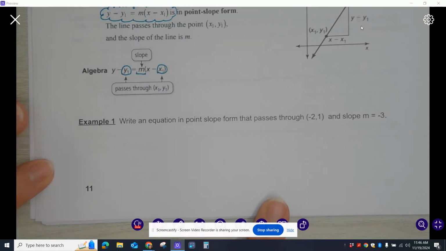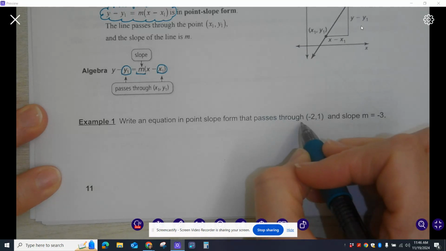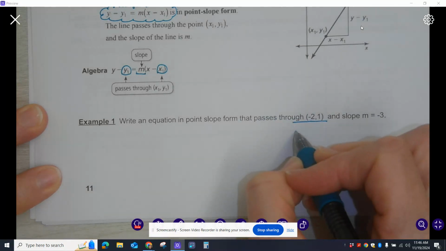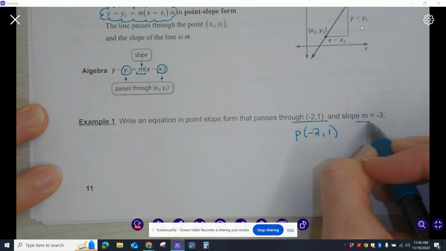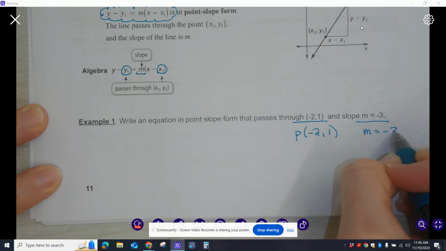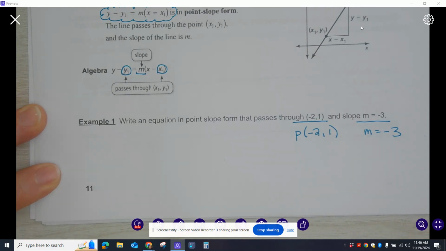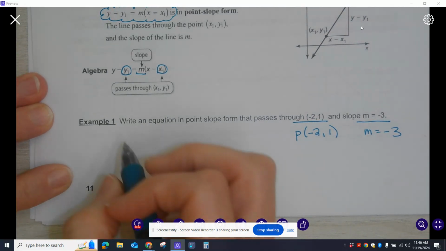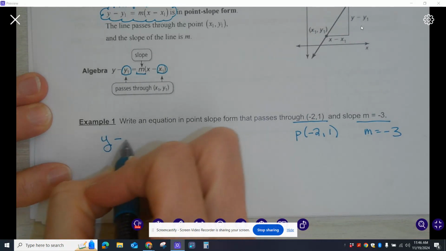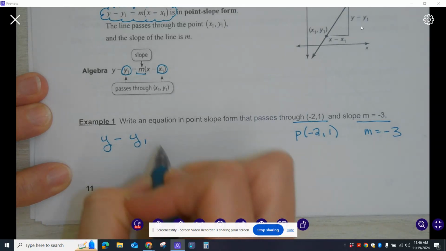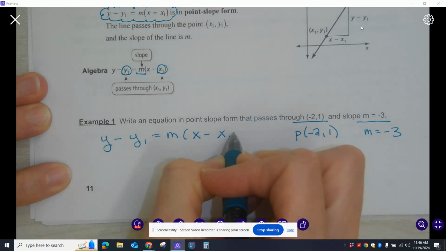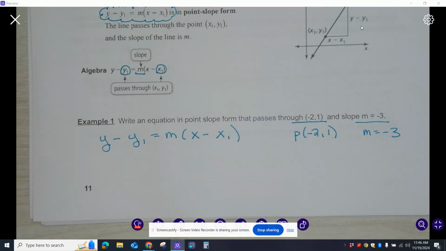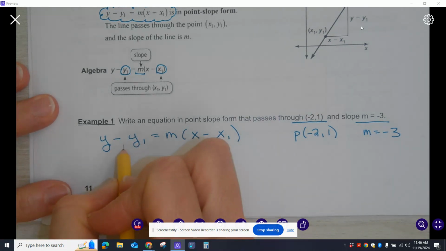I can take any point. So what do I need to write an equation of a line? I need a point. There's my point, -2, 1. And a slope. There's my slope, -3. So I have a point and a slope, which means I can write an equation of a line. So this is point-slope form: y minus y1 equals m times x minus x1. I encourage you to write this equation because after you write it 3 times, you'll probably have it memorized.